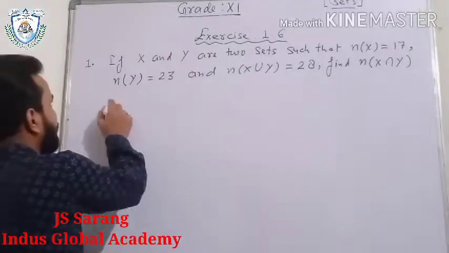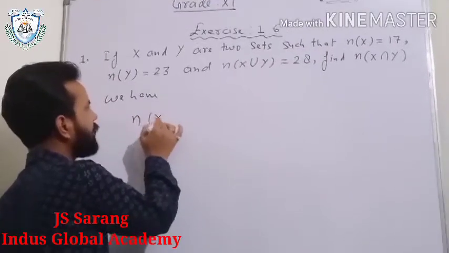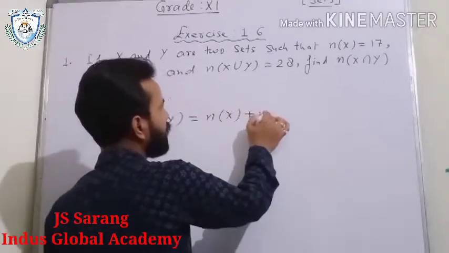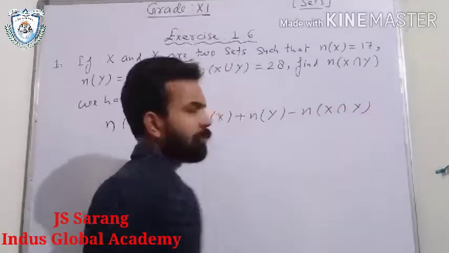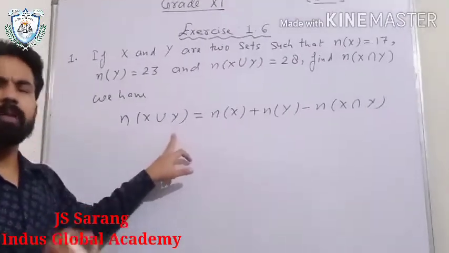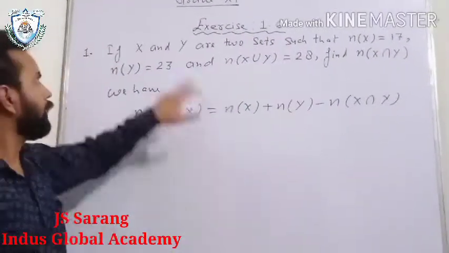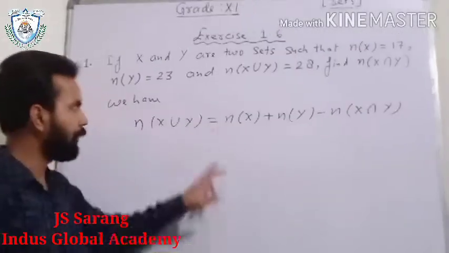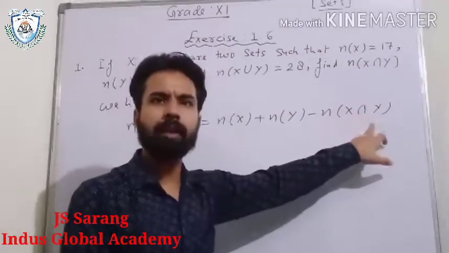Simple question. We will use the identity. Which identity? We know that the number of elements in X union Y is equal to number of elements in X plus number of elements in Y minus number of elements in X intersection Y. In place of A and B there are X and Y. Understood? The name of set can be different. We can use AB, XY, MN, PQ, whatever. So here XY is there. So identity will be number of elements in X union Y equal to number of elements in X plus number of elements in Y minus number of elements in X intersection Y.